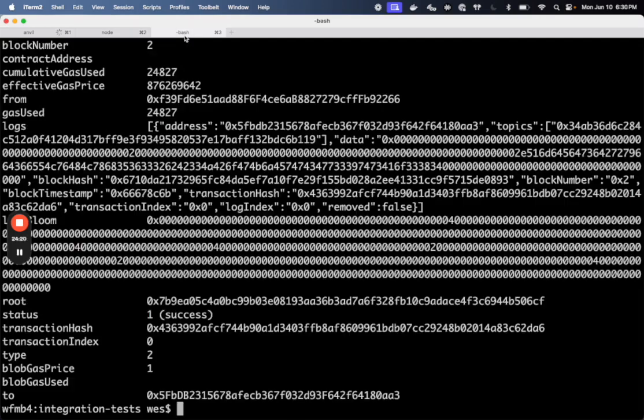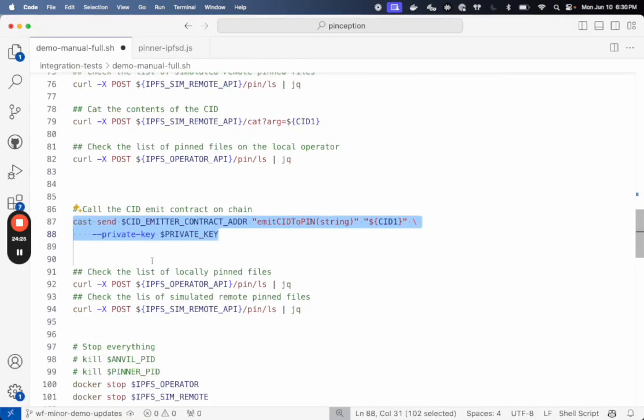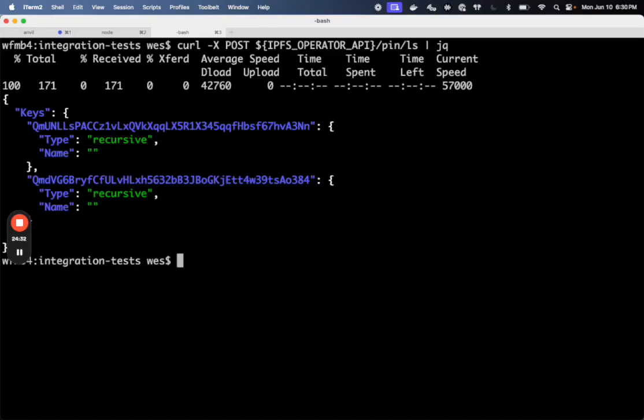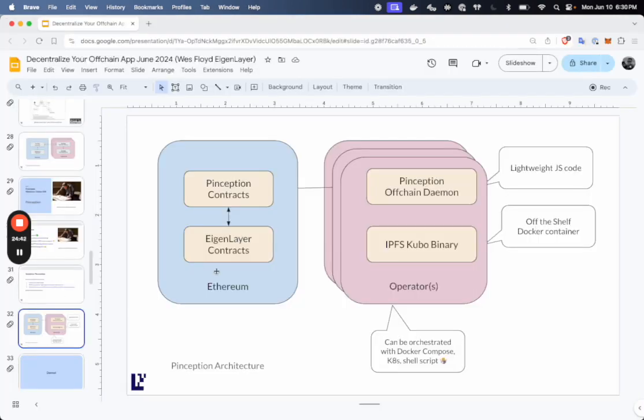Okay, great. Now let's go back over here and make sure that file was stored by the local operator. Let's give us this list of all the local pinned files for this operator. And now we have both the default one that came with the Docker container and this new file that we requested. So to take this back to our architecture, we have requested this file to be stored through the contracts. The off-chain daemon heard this request. It stored it in our local IPFS Kubo binary and then wrote the response back on chain.